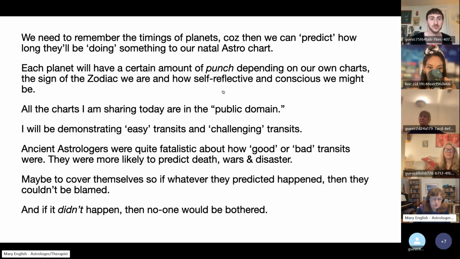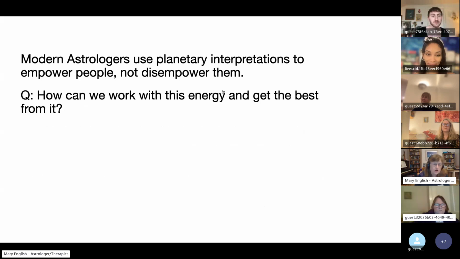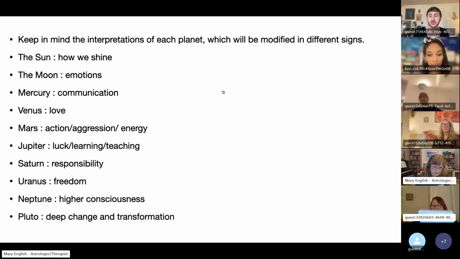So ancient astrologers were quite fatalistic about how good or bad transits were, and they were more likely to predict death, wars, or disaster, maybe to cover themselves, so if whatever they predicted happened, then they couldn't be blamed, and if it didn't happen, then no one would be bothered. Modern astrologers use planetary interpretations to empower people, not disempower them. So the question is, how can we work with this energy and get the best from it? So keep in mind the interpretations of each planet.